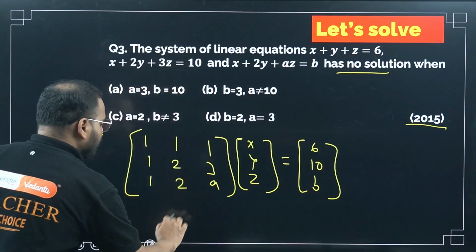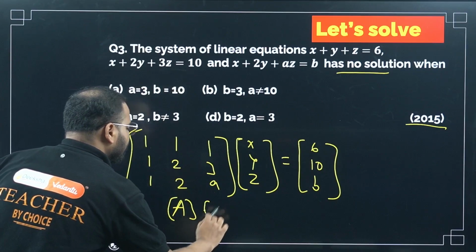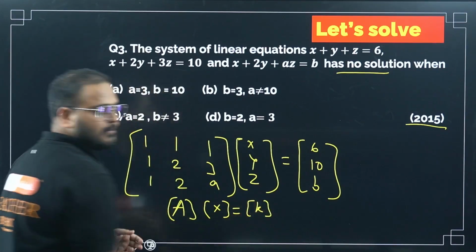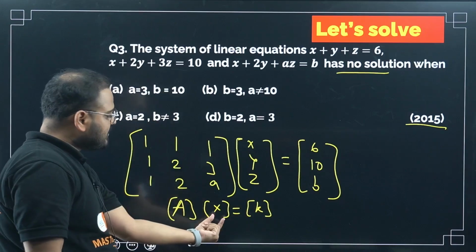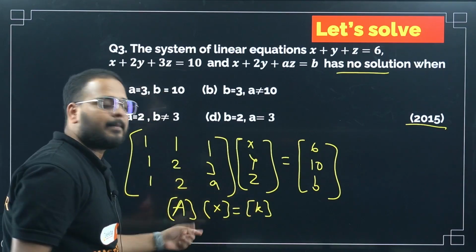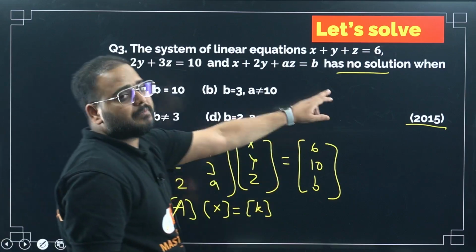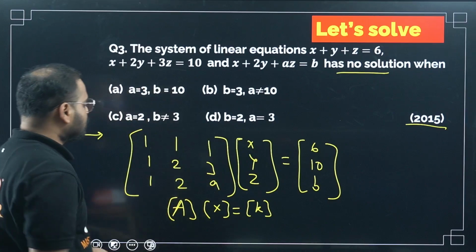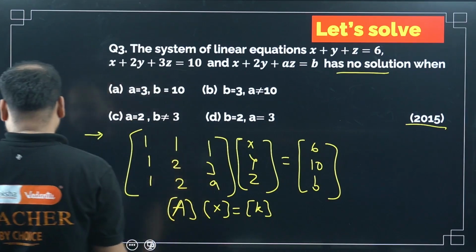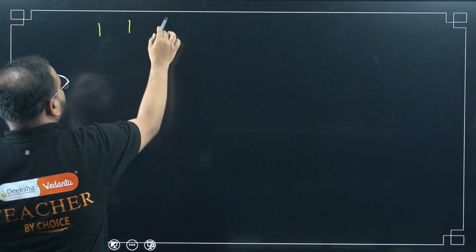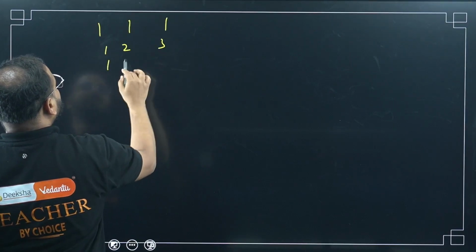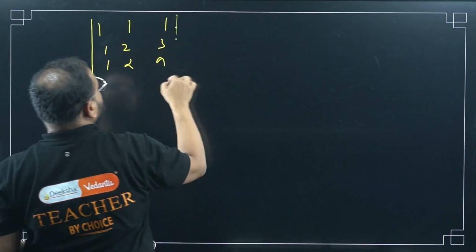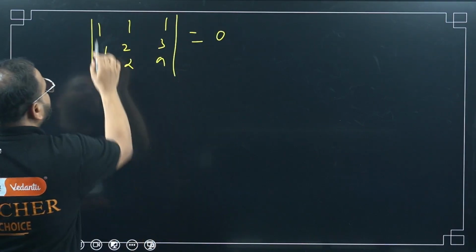That's how you used to write matrix A and the matrix of the variable, which is matrix X, equals the matrix of the constants, which is simply K. Since I have to find this X value, I'll take the inverse. This can only happen if it is non-singular. They're saying no solution means this has to be singular. It means the determinant of A will be equal to 0. Let's see here: 1 1 1, 1 2 3, 1 2 A. Am I right? Yes. This has to be equal to 0. Solve it quickly. How much will I get for this A?